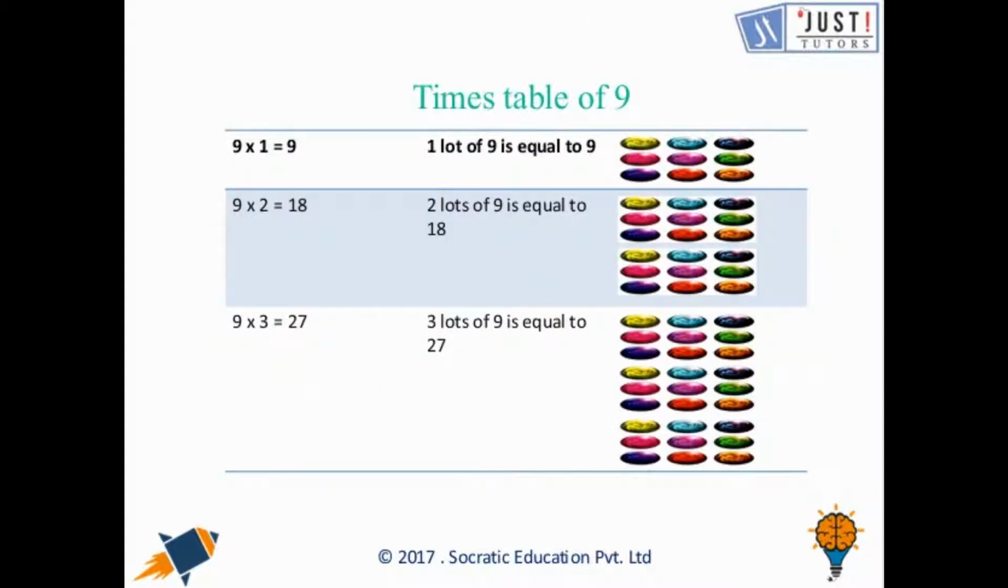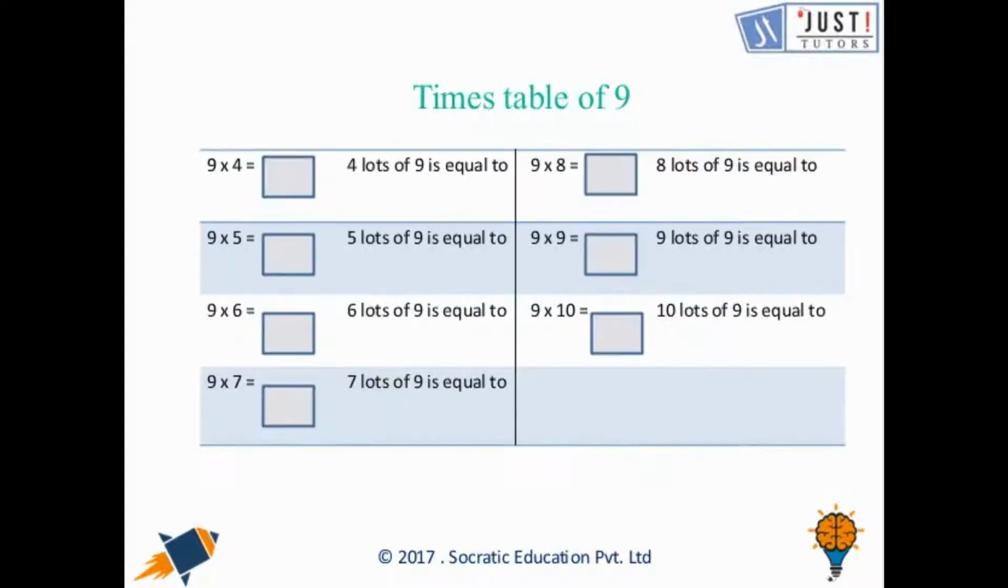Now let us talk about the times table of 9. 9 times 1 is 9, 9 times 2 is 18, 9 times 3 is 27, 9 times 4 is 36, 9 times 5 is 45, 9 times 6 is 54, 9 times 7 is 63, 9 times 8 is 72, 9 times 9 is 81, and 9 times 10 is 90. In the times table of 9, we add 9 each and every time.